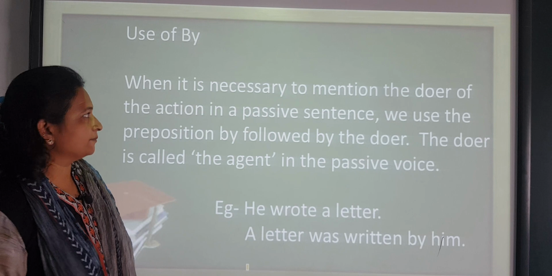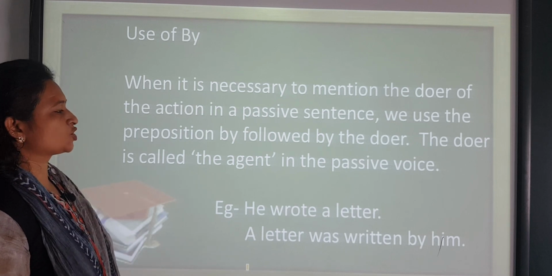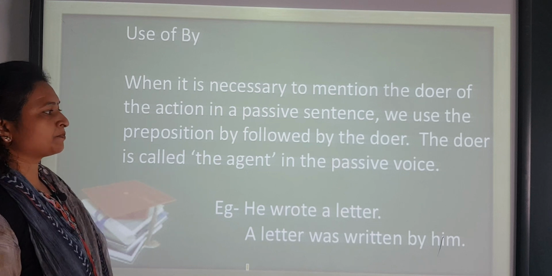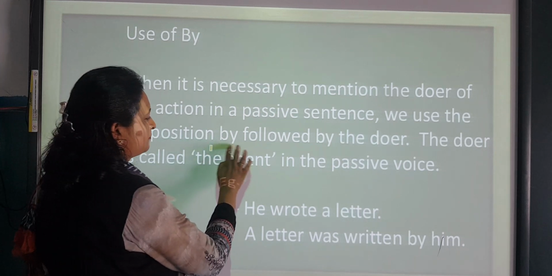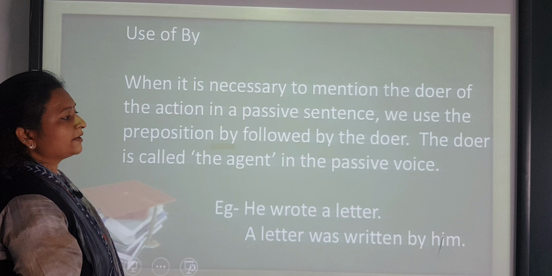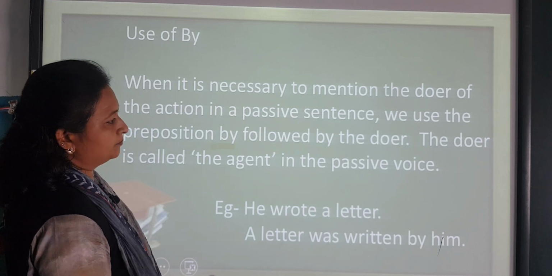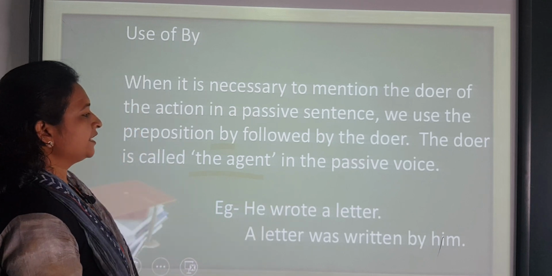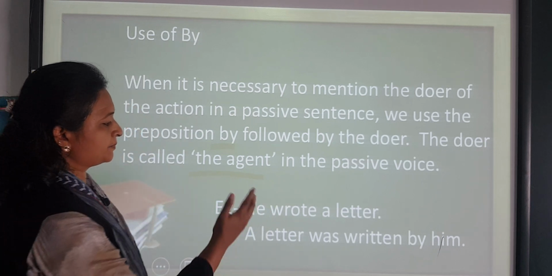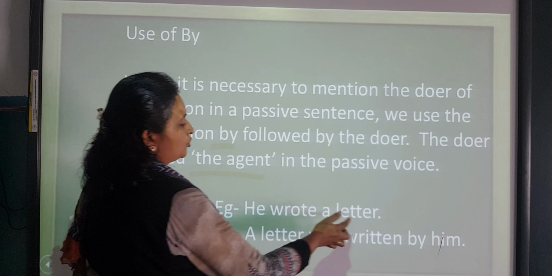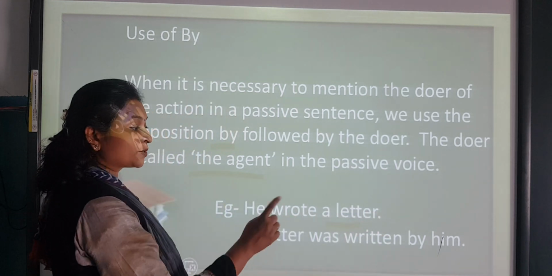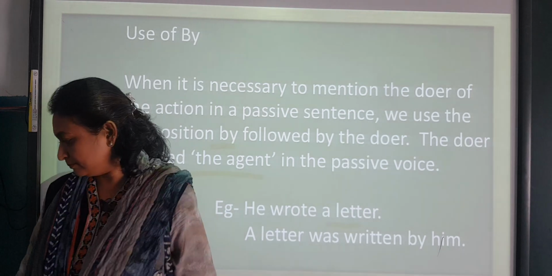Use of by. When it is necessary to mention the doer of the action in a passive sentence, we use the preposition by. By is a preposition, you all know. By followed by the doer. The doer is called the agent in the passive voice. For example, he wrote a letter. Now you know that a letter is object, so that becomes subject. A letter was written by him.